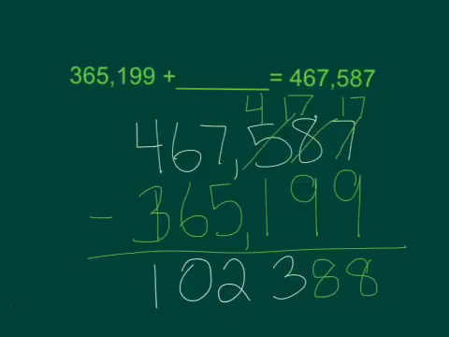So your answer is 102,388. This would be our number that we would write in our missing add-in spot.